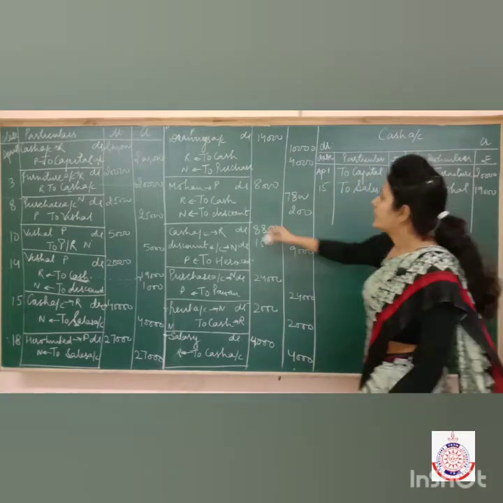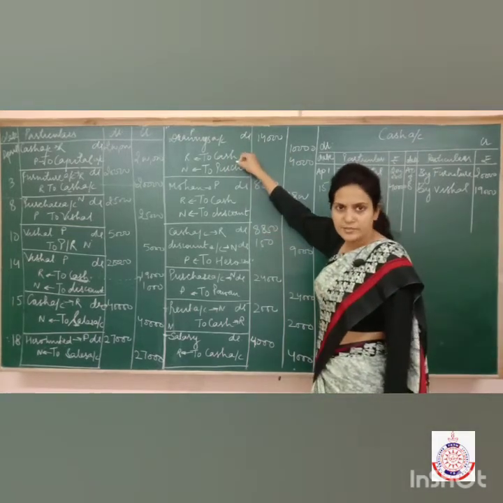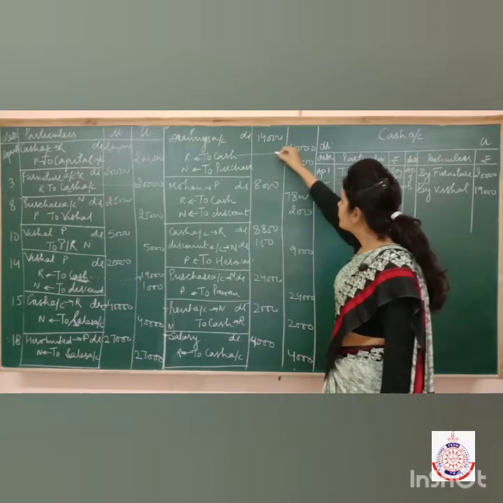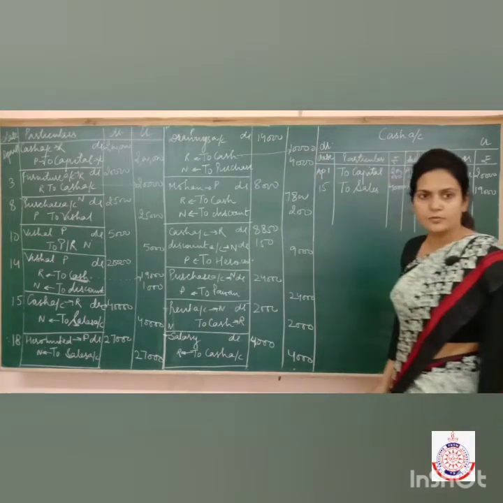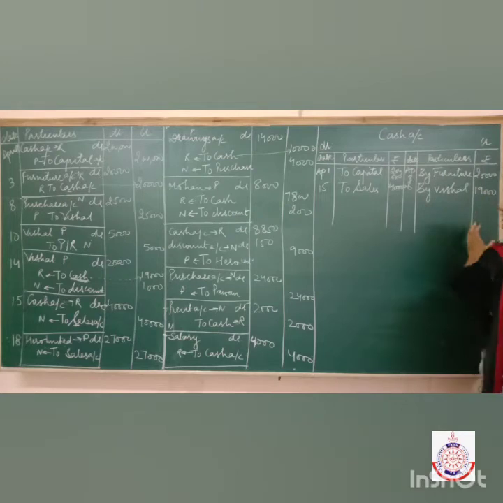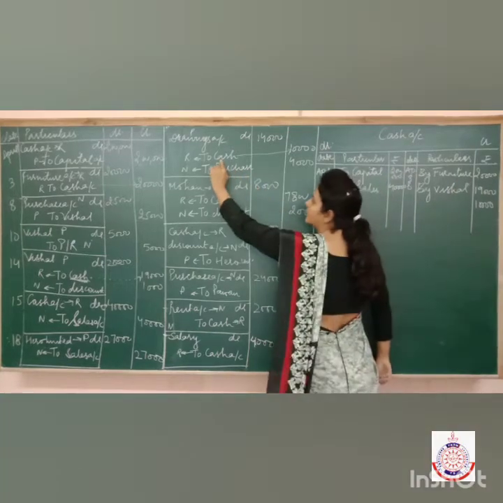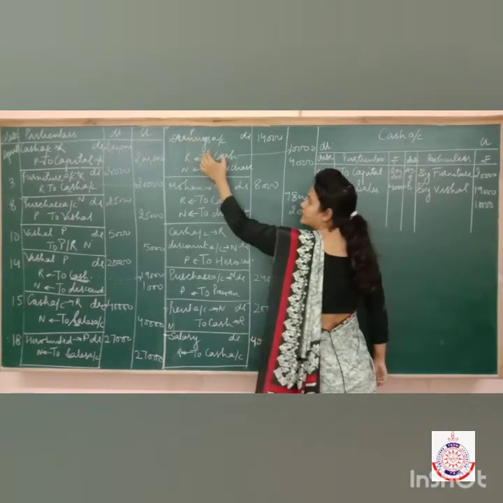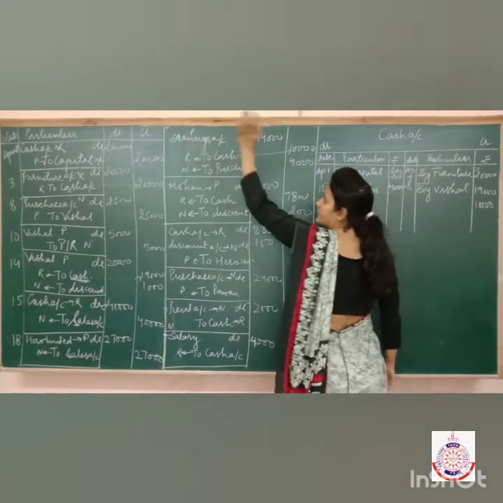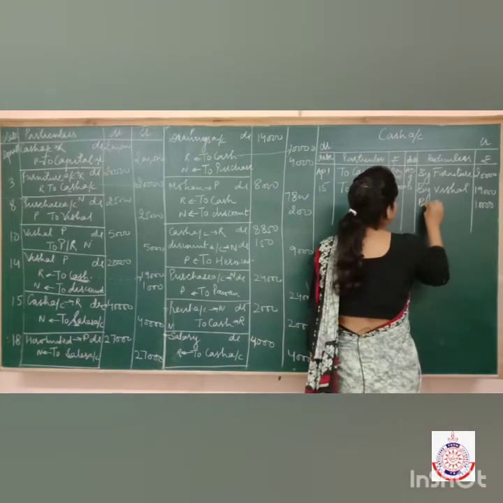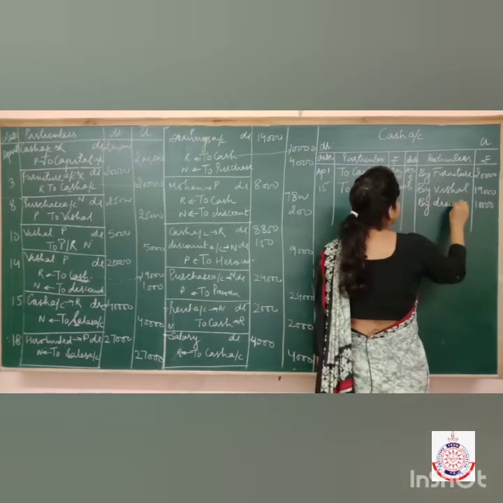So check. Cash account is credited with rupees 10,000. It means the entry will be on credit side with 10,000. But this account is credited by drawings. Who has credited this account? Drawings did. So right here, by drawings.